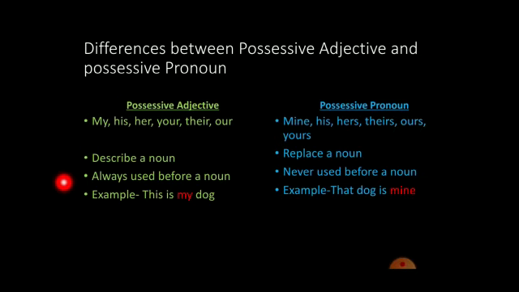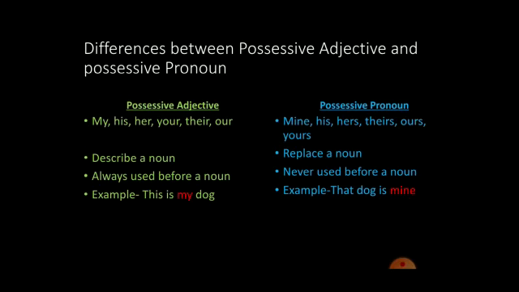Can you see in possessive pronouns that there is his, hers, theirs, ours, yours, the letter s added? The letter s is used without any apostrophe. Next, possessive adjectives describe a noun, and possessive pronouns replace a noun. Possessive adjectives are always used before a noun.